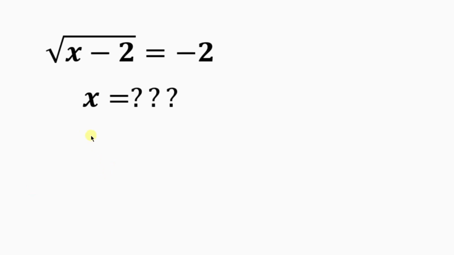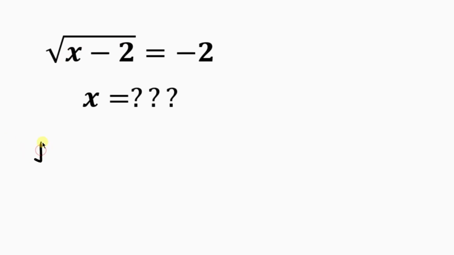In this video, we're going to find the value of x given that the square root of x minus 2 is equal to -2. Well, our first step will be for us to get rid of this square root. And we do that by taking the square of both sides.